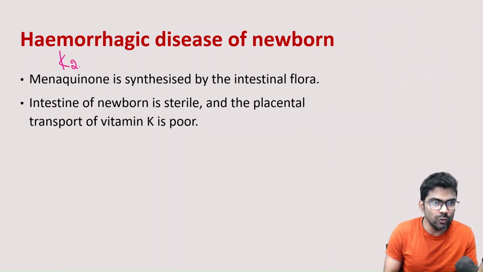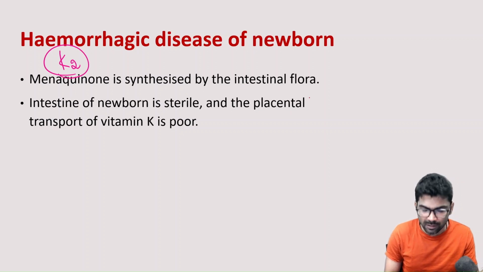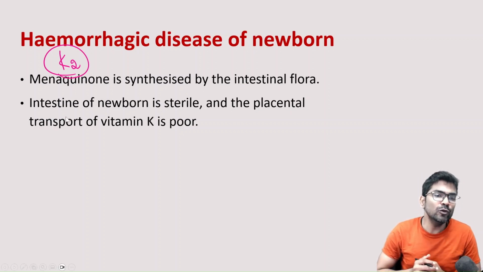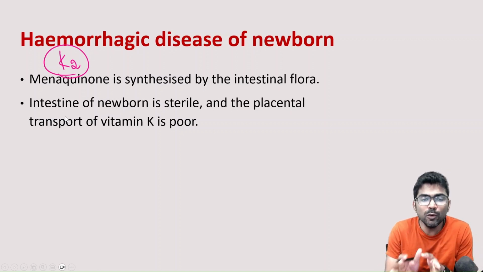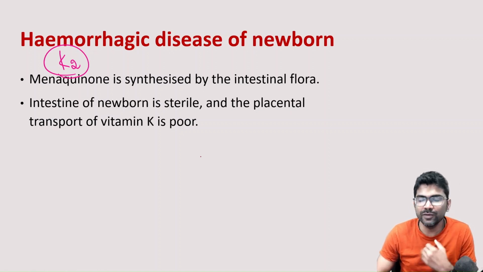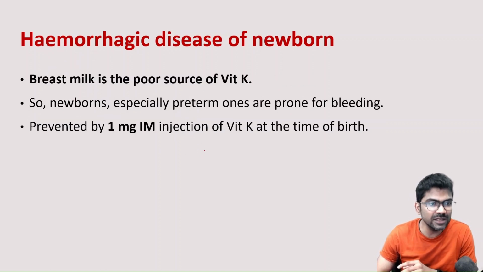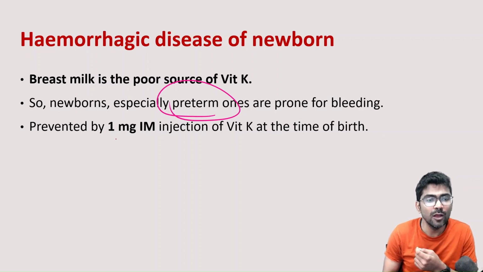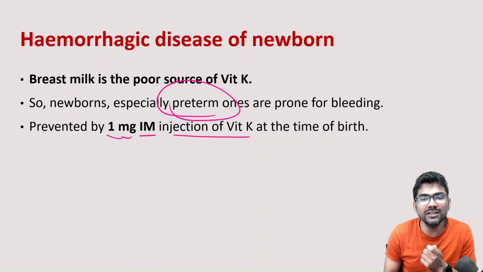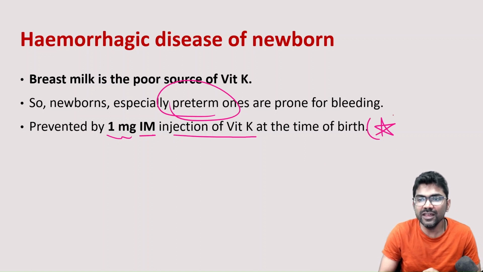Menaquinone, that is vitamin K2, is synthesized by the intestinal flora. Intestine of newborn is sterile and the placental transport of vitamin K is poor. So, the neonates are deficient of vitamin K. Okay. So, when we are born, we are vitamin K deficient. Breast milk is a poor source of vitamin K. So, the newborns, especially the preterm ones, are prone to bleeding. So that is prevented by 1 milligram intramuscular injection of vitamin K at the time of birth. Okay, very, very important point.